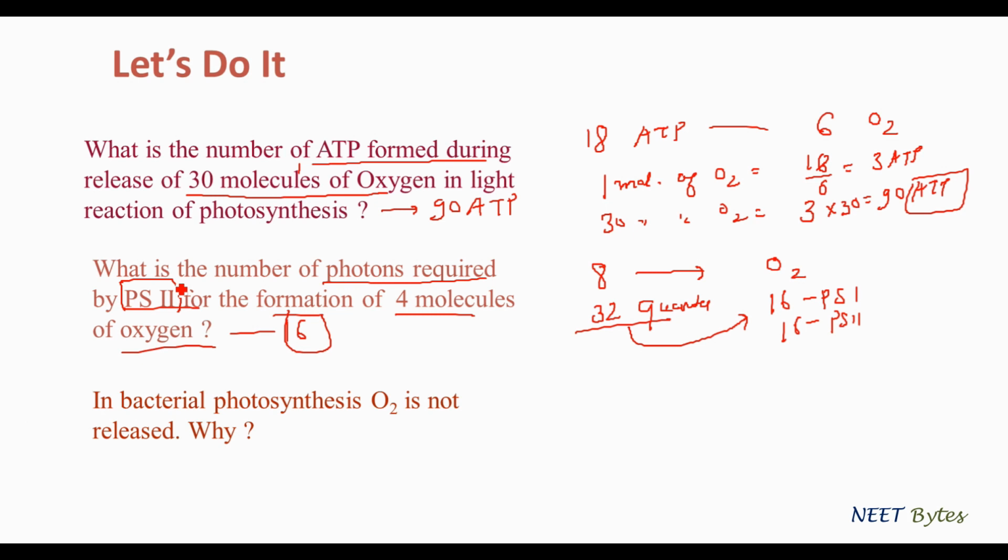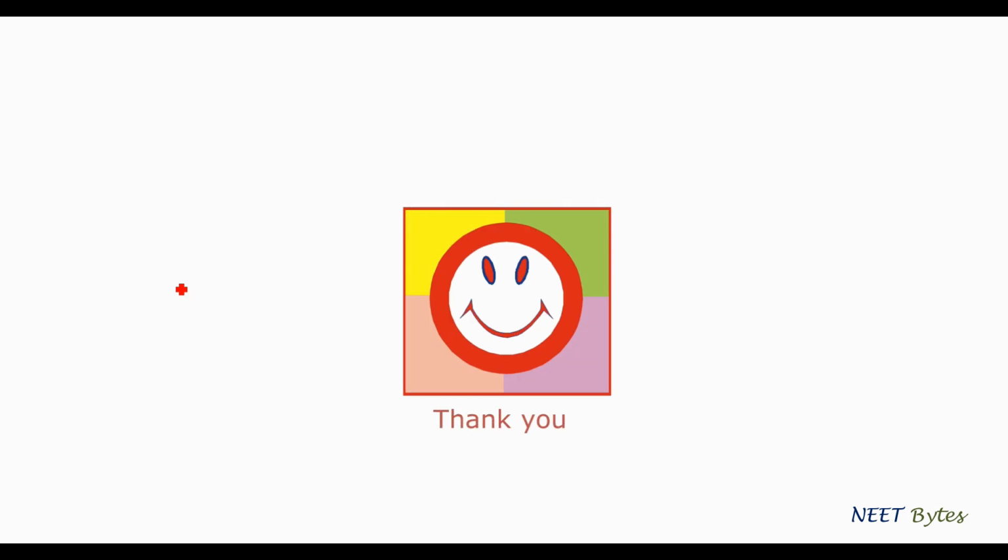One last question. In bacteria, oxygen doesn't get released during photosynthesis. What is the reason? Very simple. They don't have a PS2, because we know very well that the release of oxygen always requires the presence of photosystem II. That's all I have to discuss as far as the session on light reaction is concerned. Thank you.